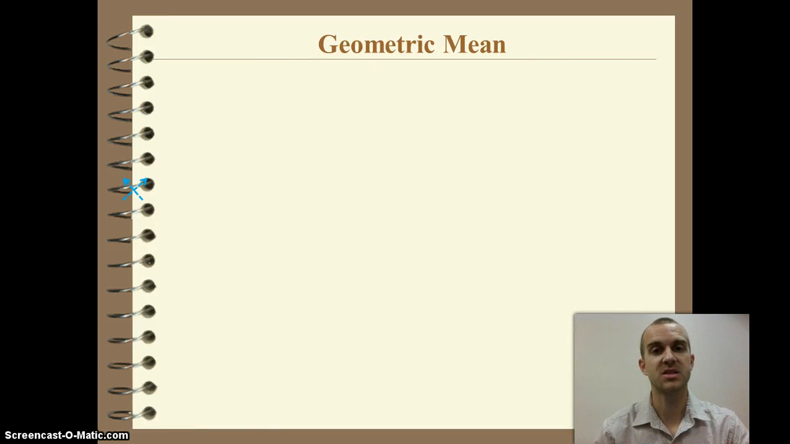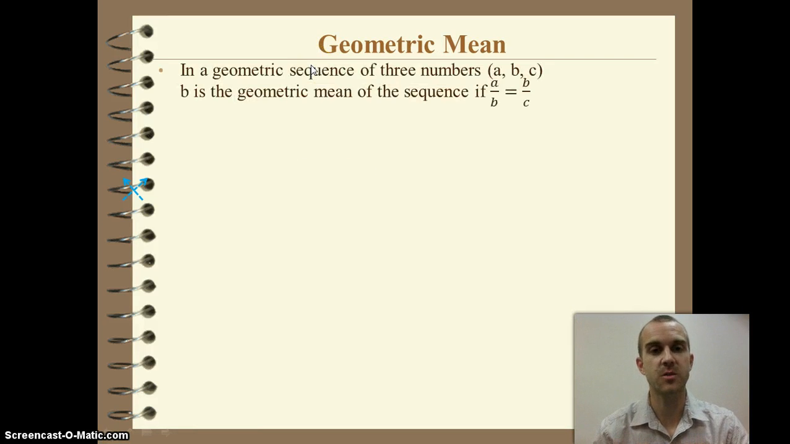Another concept that comes with similar triangles is the idea of dealing with geometric mean. Now first, what is the geometric mean? If we have a geometric sequence of 3 numbers, that means you multiply by the same factor or the same scale each time, like 2 times 2 is 4, 4 times 2 is 8, 8 times 2 is 16. That's a geometric sequence. We can find the geometric mean, which is a number in between 2 numbers in that sequence, by using a proportion of a over b equals b over c. So we're finding a middle value in between 2 values.